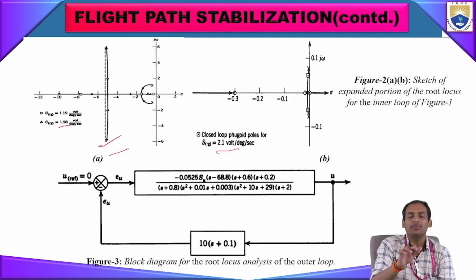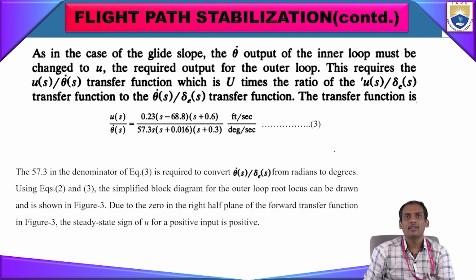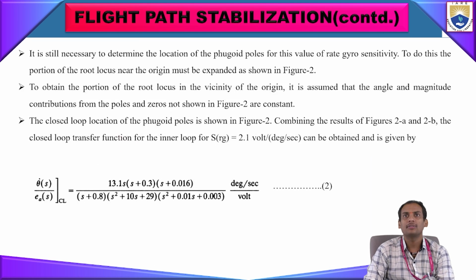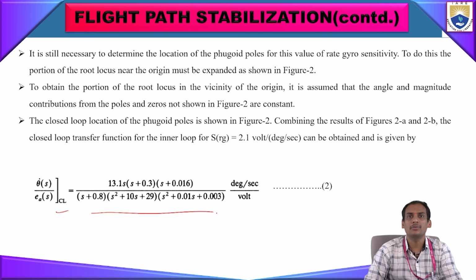If you see 2A and 2B, the closed loop transfer function for the inner loop will be around SRG, which is given here as 2.1 volt per degree second. That can be obtained, and the closed loop transfer function will be given like this.